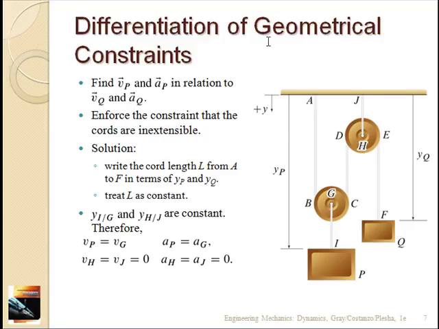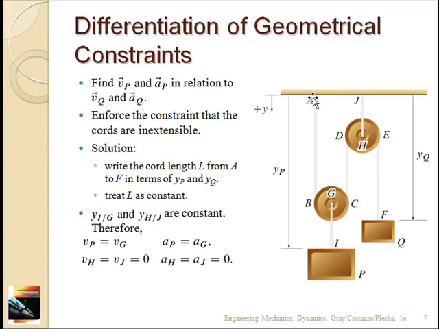So quite often we use constraints to simplify problems like this. Suppose we have this pulley system. There's a rope attached at A, it goes around this pulley at B, it goes over this pulley at H, which is hanging at a fixed distance from the ceiling, and then it goes down here to this block. Suppose we want to find the velocity of this block P relative to the velocity of this block Q. We can do that with constraints.